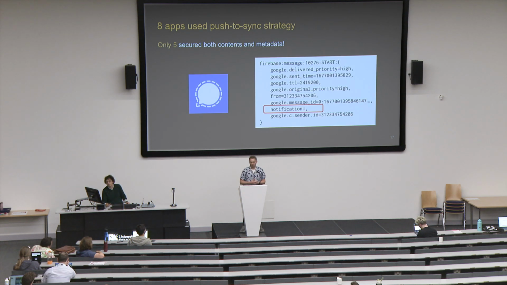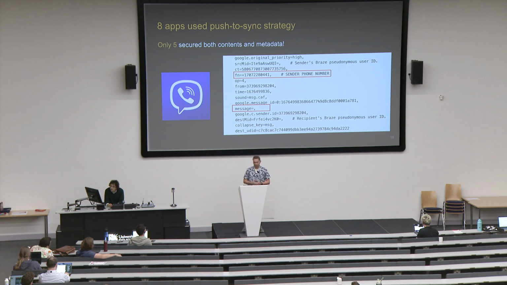So Signal only sends an empty notification payload that doesn't contain any information, and essentially it wakes up the app so that they can go and fetch the remaining information from the app server directly and display it to the user in a secure manner. So in this sense, no information is being leaked to Google's push notification service. On the other hand, Viber also uses push-to-sync strategy in order to protect the contents of the message. However, they still send some other metadata, including the phone number of the sender, user identifiers, and other data.